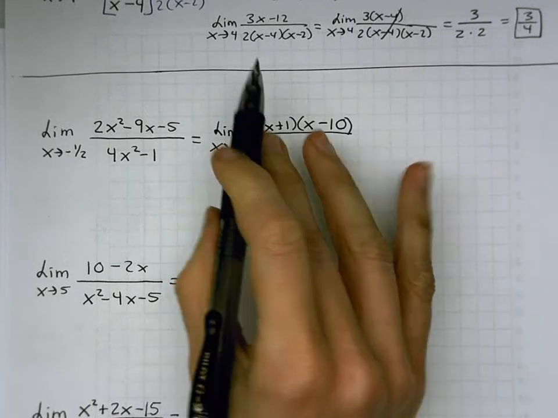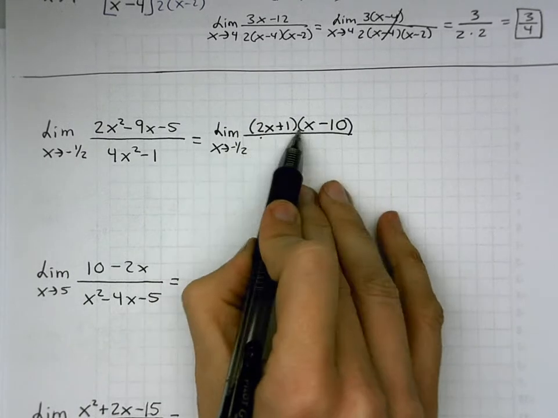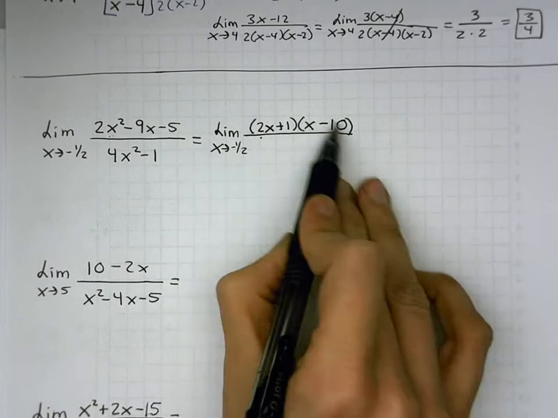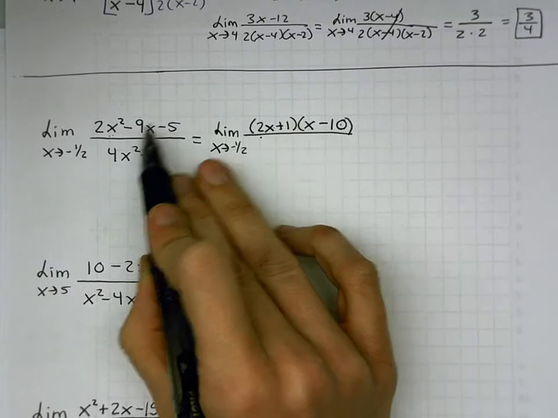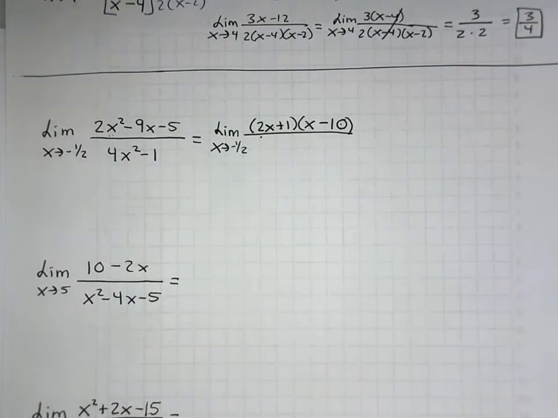It's always good to double check that you factored correctly by FOILing. 2x times x is 2x squared. Negative 10x plus 1x is negative 9x.